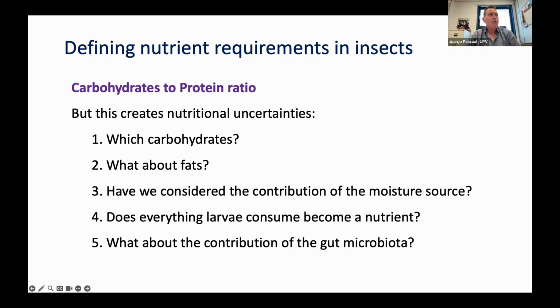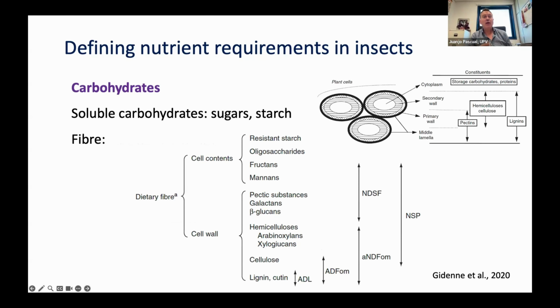Or, for example, are we taking into account the contribution of the gut microbiota of the larvae? Some nutrients are transferred and fermented, and the availability of the nutrients changes as a consequence of microbiota. Have we considered this effect? So all these types of things appear, and for example, in the case of carbohydrates, these can be classified mainly in two types: soluble carbohydrates, sugars and starches mainly, which are really an available energy source for living beings, including insects.